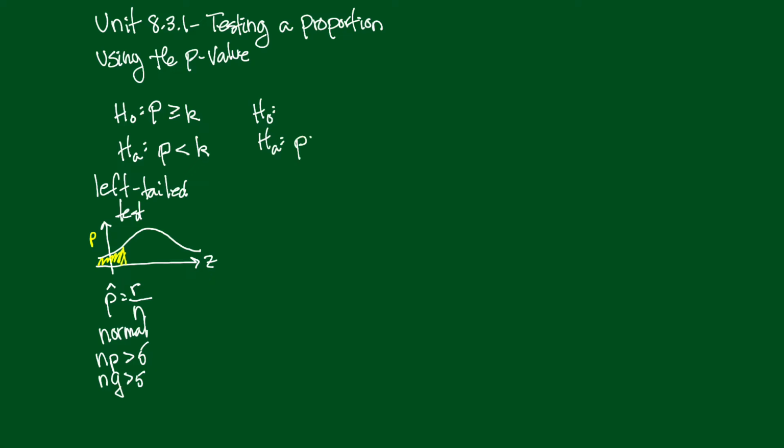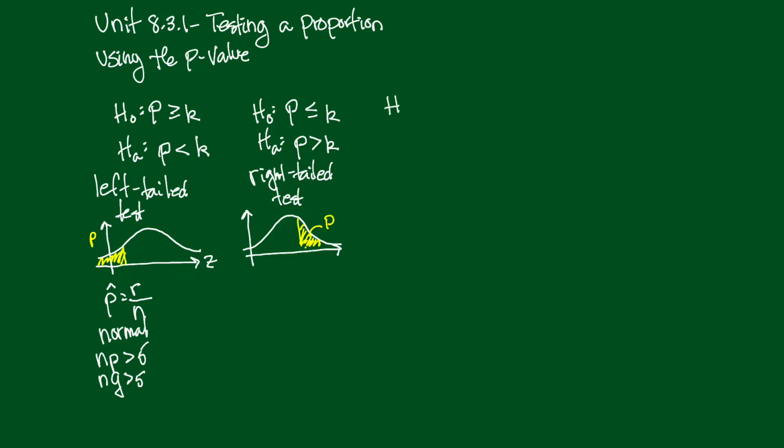What if we ran a right tail test, then the opposite of some number k, then the opposite of that would be, p is, what's the opposite of greater than? Well, less than or equal to k. And this would be a right tail test. Then our p-value would be here in the right tail. It would be that area there.